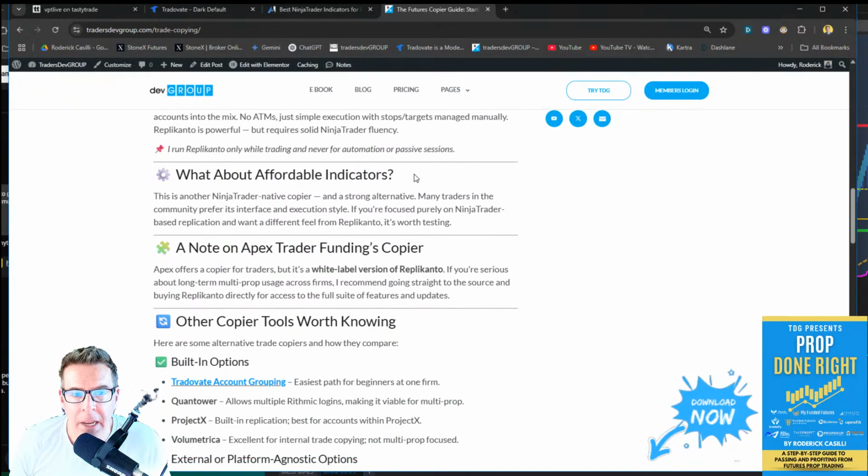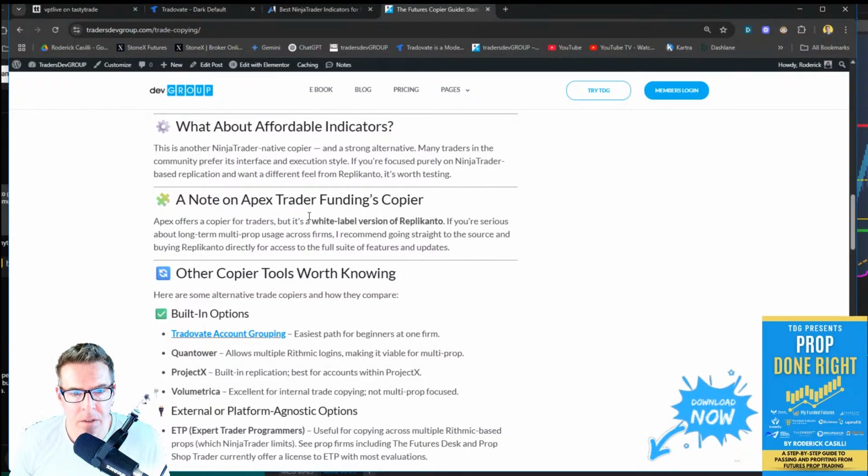So let's go back to the blog post. I mentioned affordable indicators. It's definitely another one to take a look at. I want to make a note on Apex's funded copier, or their copier. It's a white label version of Replikanto. If you already own it, it's probably fine. But one thing I really do like about Replikanto that I didn't mention before is, for a small organization, I really think it's only one guy actually, he does an amazing job of putting out all kinds of updates and patches and fixes, because Ninja's not easy to work with, and their releases can break indicators and break plugins. So he's done a really good job with that. I don't think that's really possible with the white label, so that's why I wouldn't recommend it.